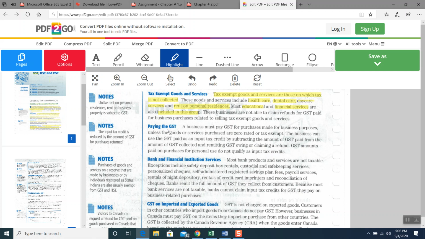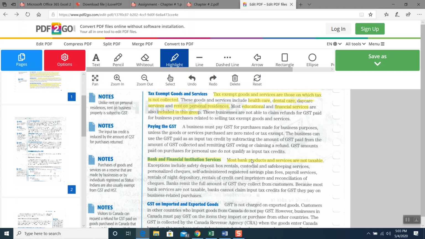Next one, paying the GST, and then bank and financial institutions. As we already learned, banks is called financial institutions. Most banks and products and services are not taxable. So here is what you have to highlight, and this is an exam question as well.